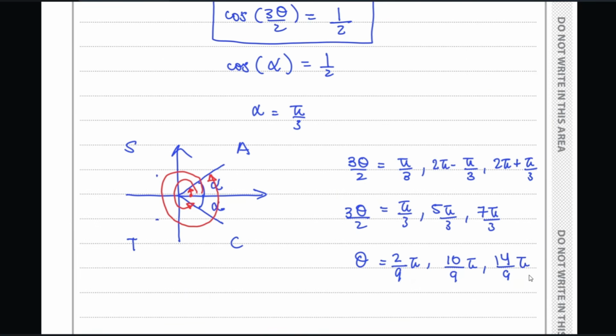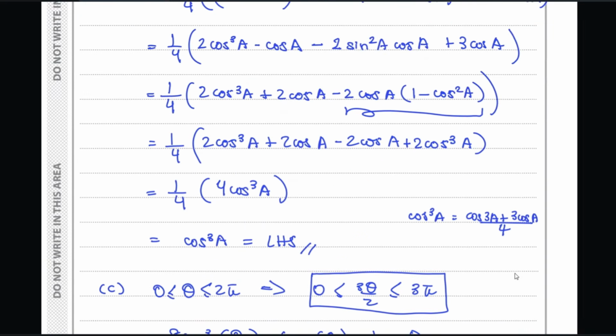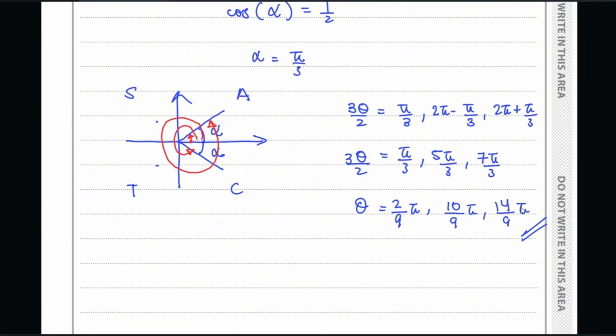And if we have a look at this, none of these exceed 2 pi radians, which is the domain for the original. The answer should only go from 0 to 2 pi. And yes, our answers are within 0 and 2 pi. There are 3 answers.